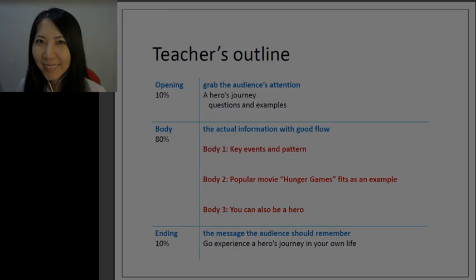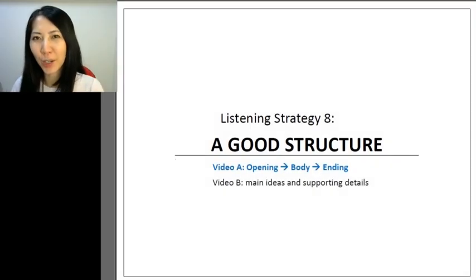Okay? Now you know that a good structure includes an opening, bodies, and an ending. So in the next video, we're actually going to focus on the structure of a body, which includes main ideas and supporting details.